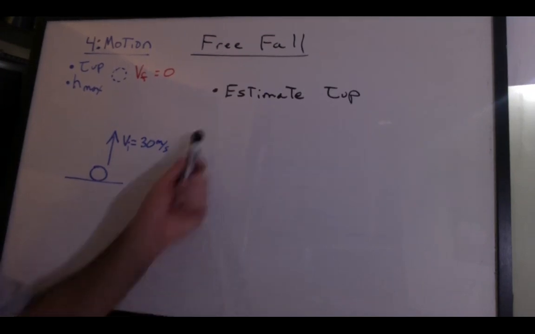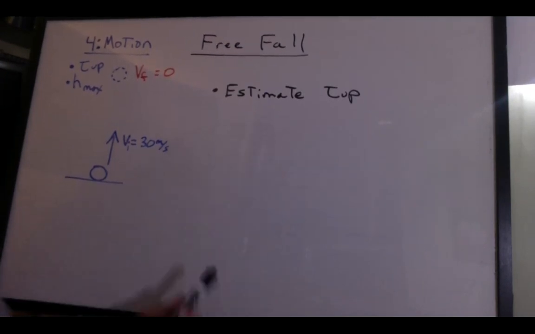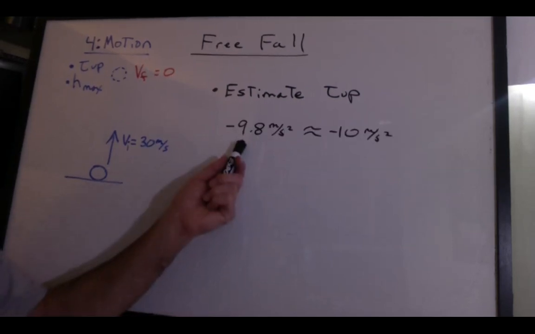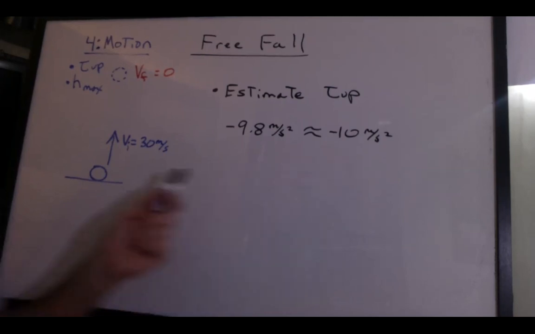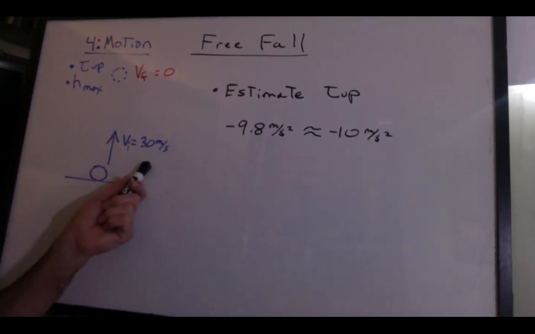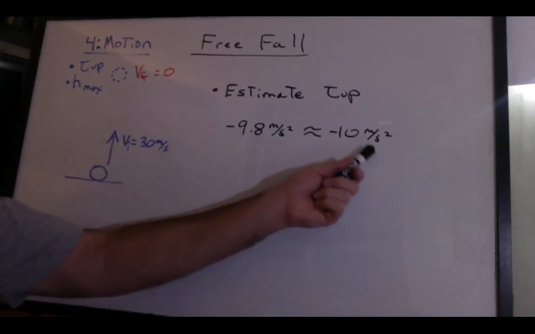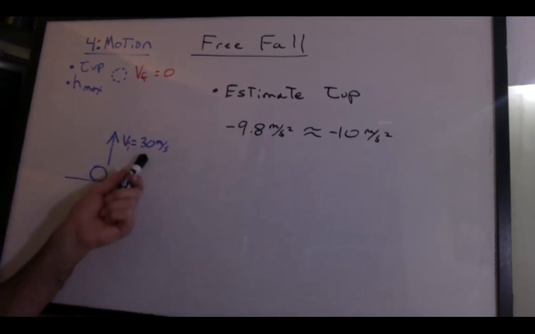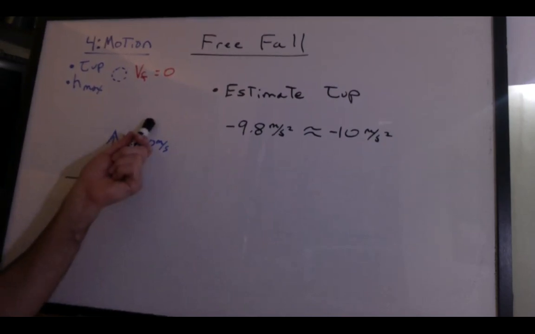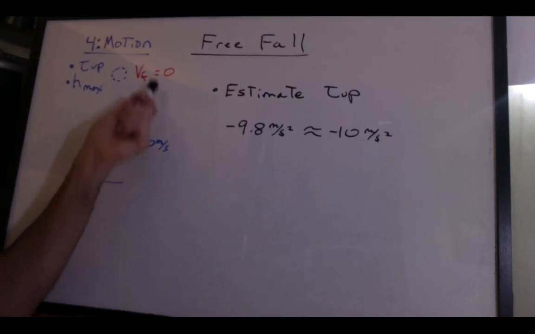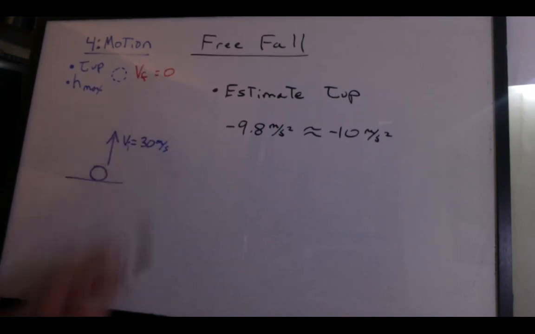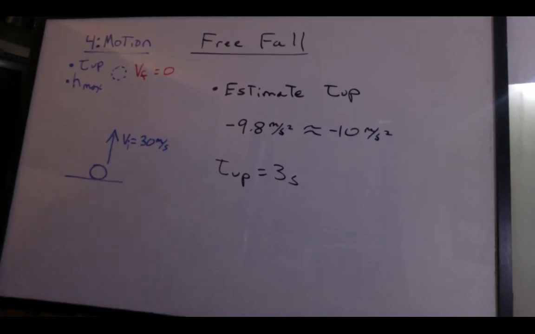Sometimes it's useful to estimate the time up just to see if we've got a reasonable answer. Maybe we made a mistake with the calculator. You could do this in your head. Just round that off to negative 10. Take a look at this. You're going 30. In 1 second, you'll be going 20 because we're losing 10 meters per second every second. So we're going 30 meters per second, 20 meters per second, 10 meters per second, and then 0. How long will it take us to go up? Approximately 3 seconds. So it's not a bad idea to keep those estimations in mind.